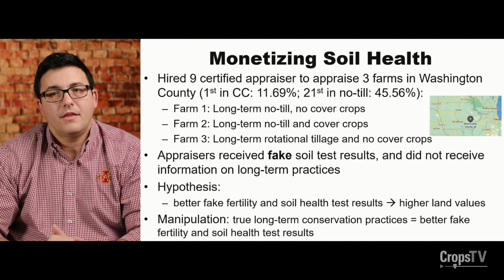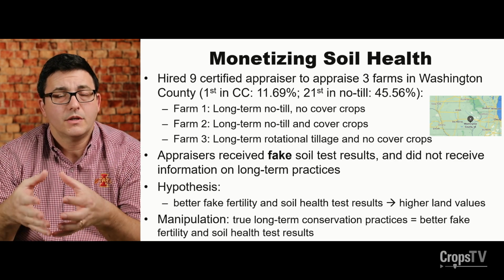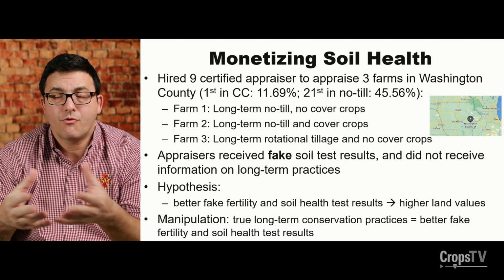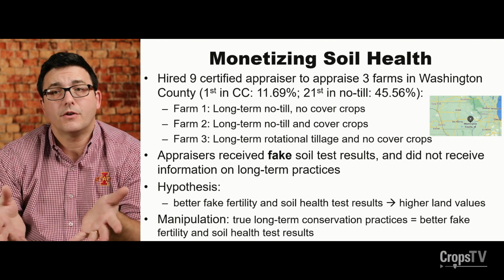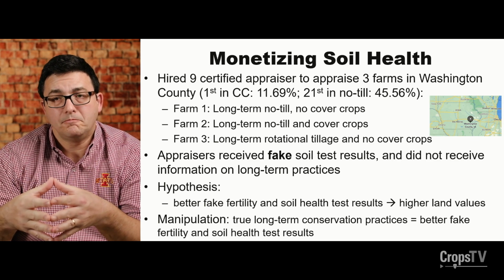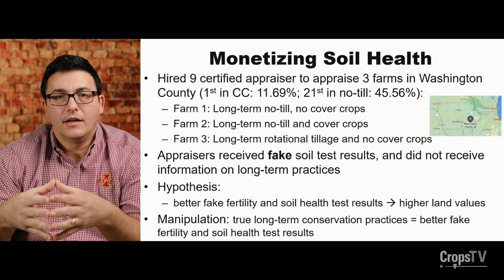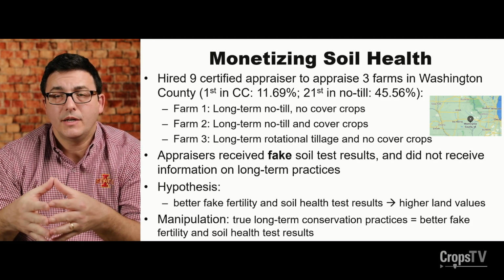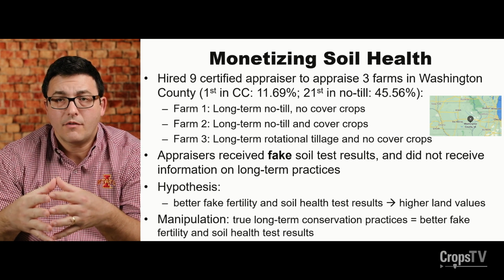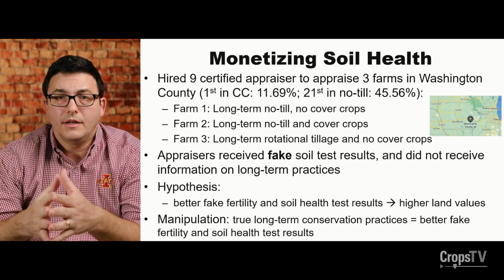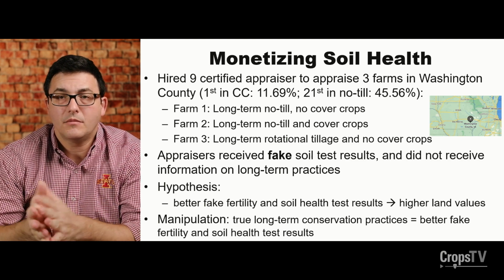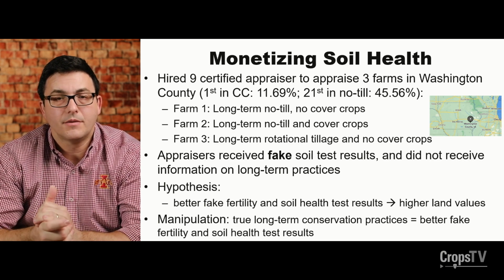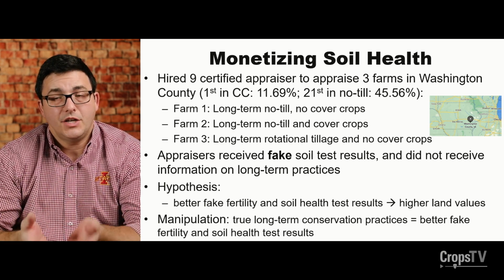So the way the experiment was set up was we hired 9 certified rural appraisers to appraise 3 farms in Washington County, which is the top county in percent of acres in cover crops, and it has almost 12% of its acres in cover crops, and it's the 21st in the state in terms of no-till. It has about 46% of its area under no-till practices. So we had 3 different farms.